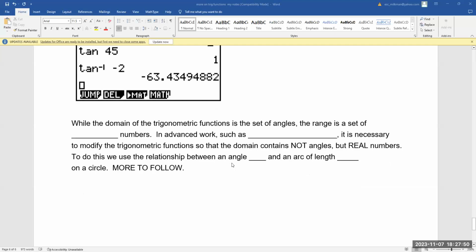While the domain of trig functions is a set of angles, the range is a set of real numbers. In advanced work, such as in calculus, it is necessary to modify the trig functions so the domain contains not angles, but real numbers, which means we're not going to have angles in degrees. We're going to have angles that are real numbers, like 2 pi, 3 pi over 2. Those are called real numbers. To do this, we need the relationship between an angle in degrees and an arc length of 2 pi on a circle. More to follow tomorrow, where we'll be working more on getting you prepared for calculus.